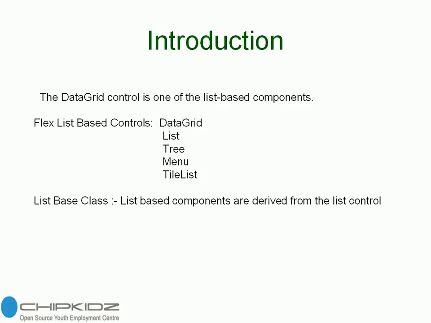The tile list control displays the items in rows and columns. The related horizontal list control displays the items in a single row. These are the list-based controls.